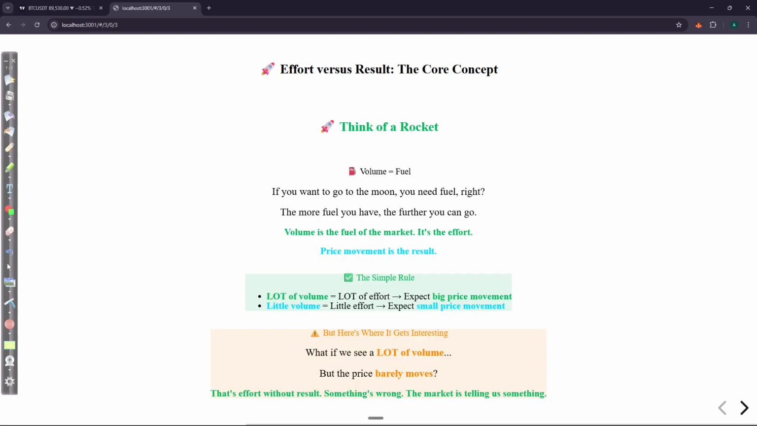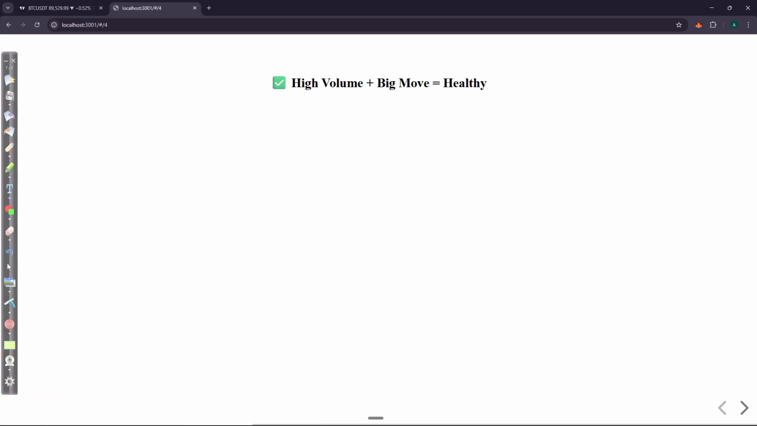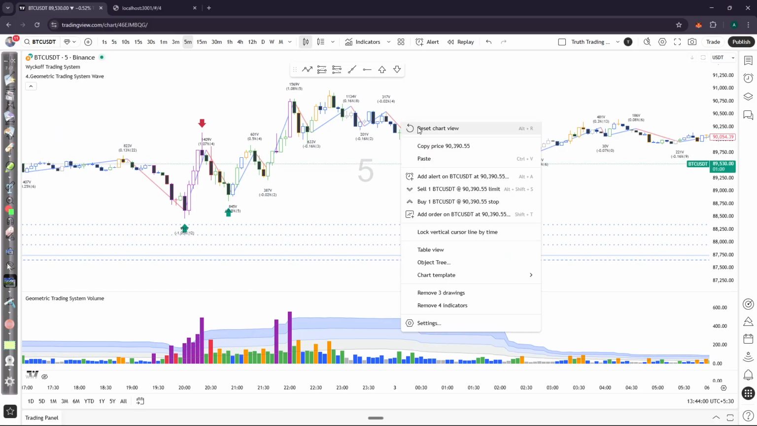Okay. Now, here's where it gets interesting. What if we see a lot of volume, but the price barely moves? That's effort without result, and something's wrong there, right? The market is telling us something. High volume plus big move is healthy. Okay. Now let me show you some examples.